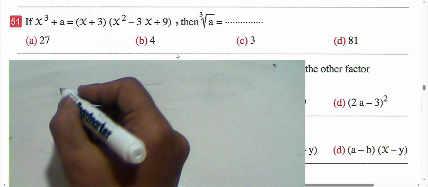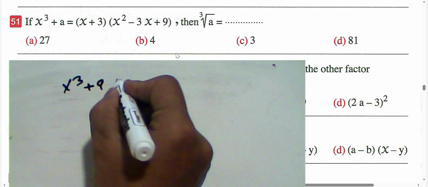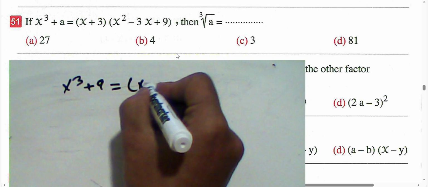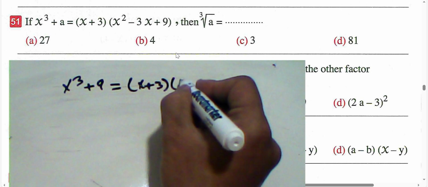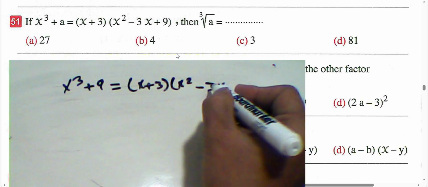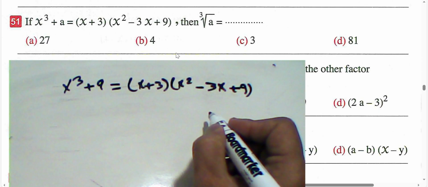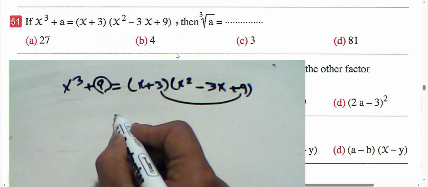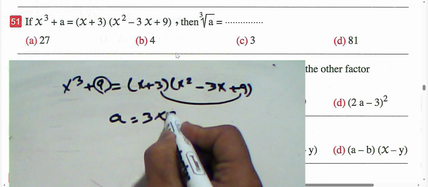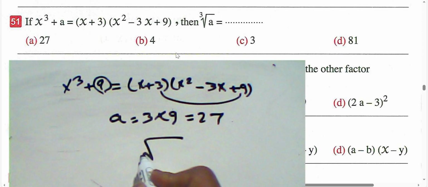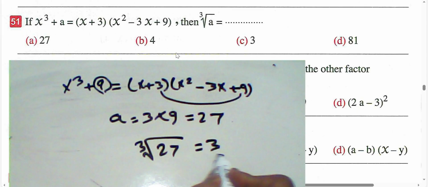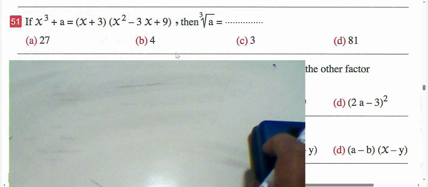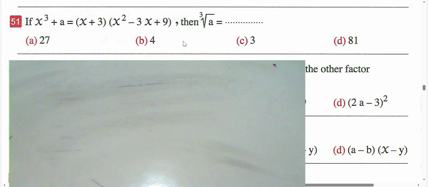Question 51. We have x power 3 plus a equal x plus 3 product by x power 2 subtract 3x plus 9. We want to find cubic root of a. First, we know a equals 3 times 9. A equal 3 product by 9 is 27. Then cubic root of 27 equal 3. Next question.